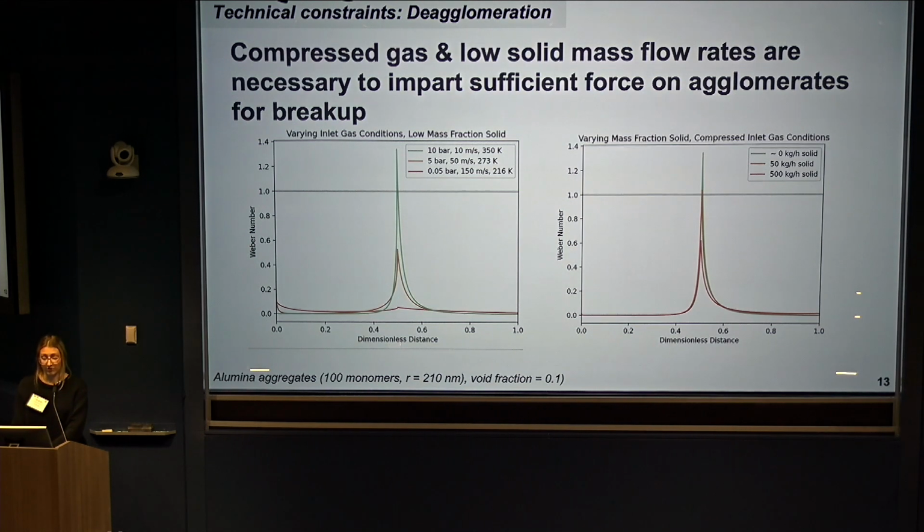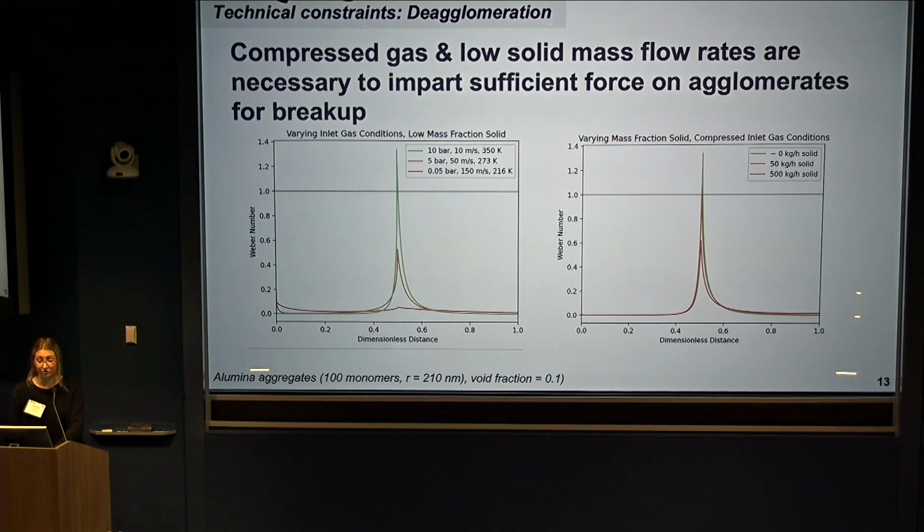So this is shown with this compressed inlet gas conditions on the right, with increasing mass fractions of solid as you go down. This is basically exactly what you would expect. Having a lot of solid in the flow limits the acceleration of the gas. You can't impart as much drag on the particle. It's much more difficult to break up. And the monomers I show here are 100 nm monomers. They're alumina. They're not very porous.